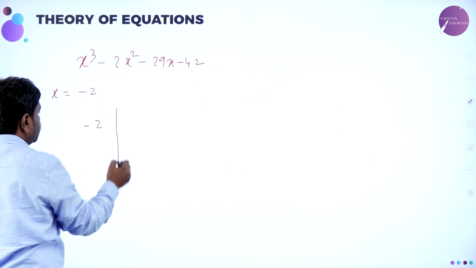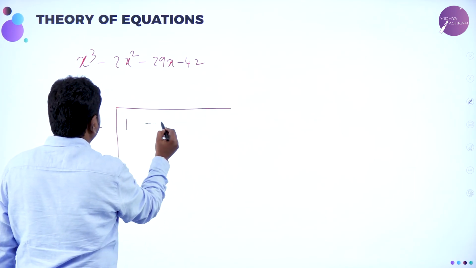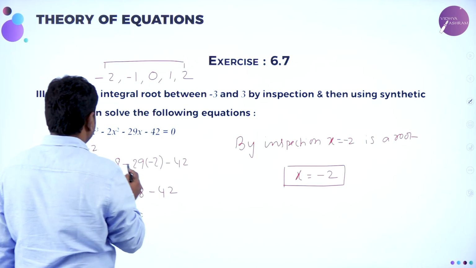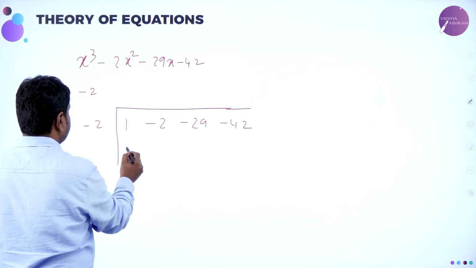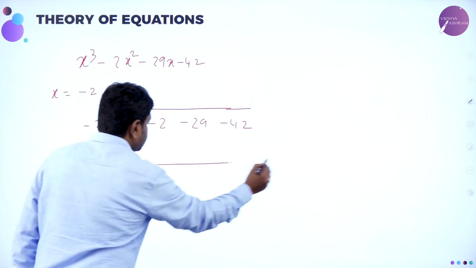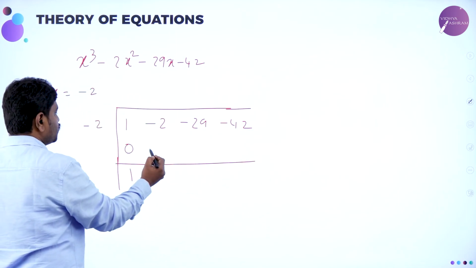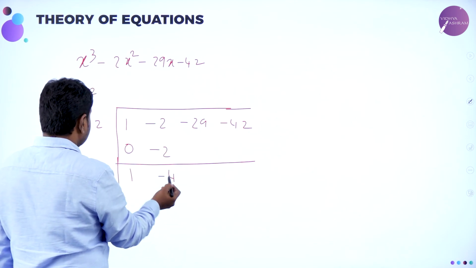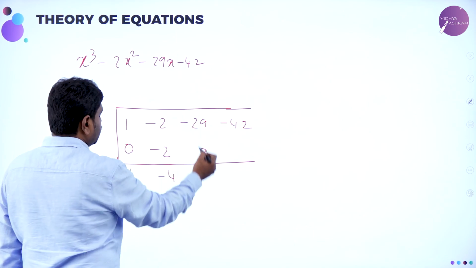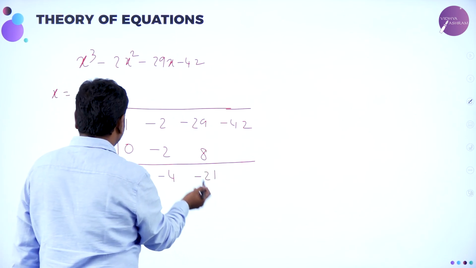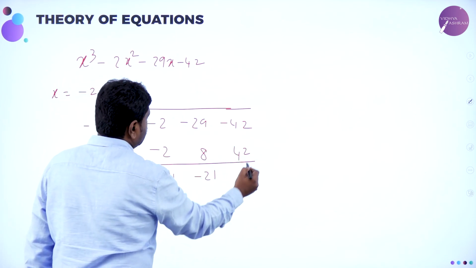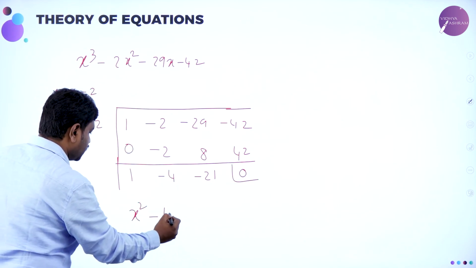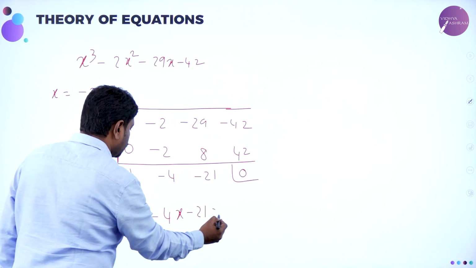Take the minus 2 outside and write the coefficients 1, minus 2, minus 29, minus 42. Check them once again. 1, minus 2, minus 29, minus 42. Add 0 to the first digit. So it will become 1. 1 into minus 2 is minus 2. Add these two. It will become minus 4. Multiply. It will become plus 8. Add this. It will become minus 21. Multiply. It will become plus 42 and 0. So now these are the coefficients of the quadratic equation. 1x square minus 4x minus 21 equal to 0.